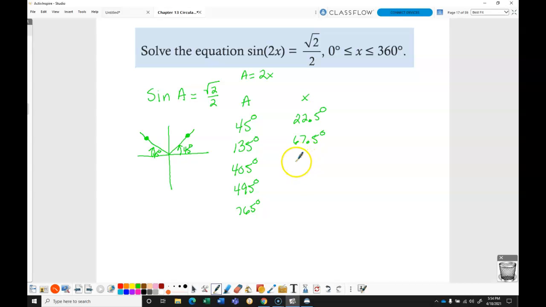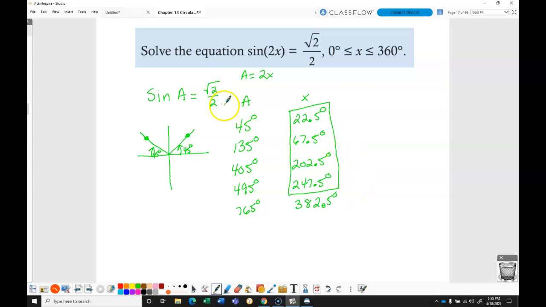Half of 405 is 202.5 degrees. That's still good. And half of 495 is 247.5 degrees. And then half of 765 is 382.5 degrees. So this is not the one we're going to use. We're just going to use the ones that fall between 0 and 360.